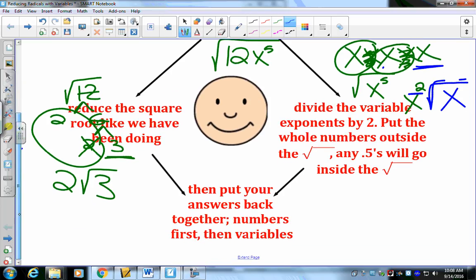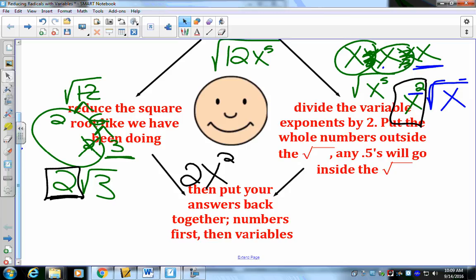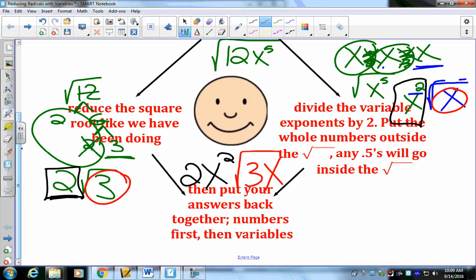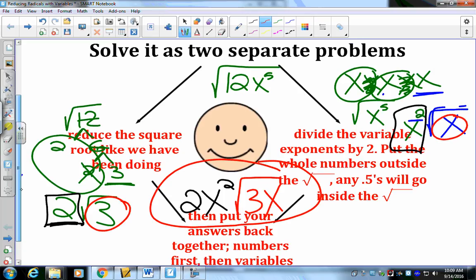Now the last thing I need to do is put my answers back together. Anything that's on the outside, for example, this 2 and this x squared from over here, goes on the outside of my answer. Anything that was left over underneath, this 3 and this x, just goes underneath next to each other. So this whole thing is my final answer. Keep in mind we write our numbers before our letters. And if we have multiple letters, like we'll see in the next example, we always try to put them in alphabetical order.